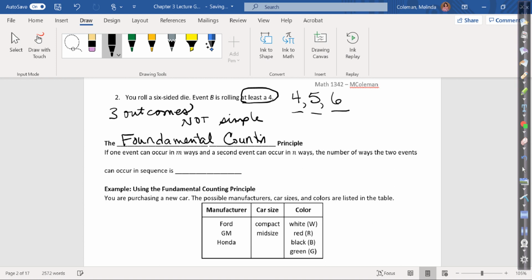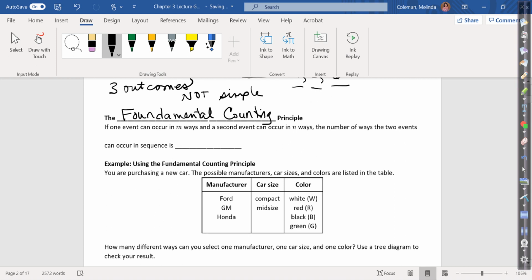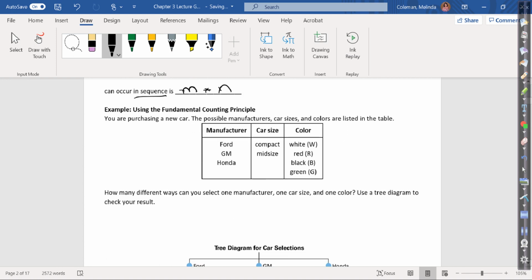And the fundamental counting principle allows us to determine how many ways an event can happen. So if one event can occur m different ways, and a second event can occur n different ways, the number of ways the 2 events can occur in sequence would be m times n. So you're going to see this a lot as we go through this next couple of sections, where we talk about how many different ways things can happen.